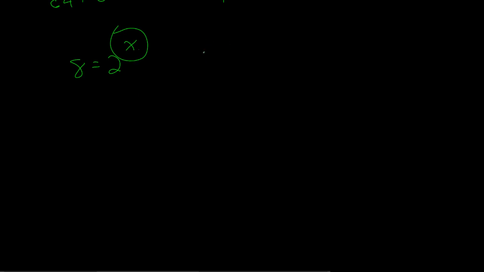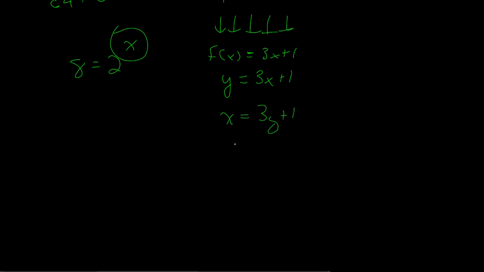Well, when I inverted f of x equals 3x plus 1, right? I'll do my steps of inversion here. All right, so how did we find an inverse? I let this equal y equals 3x plus 1. I switched x and y, and then I solved for y. And there was my inverse.